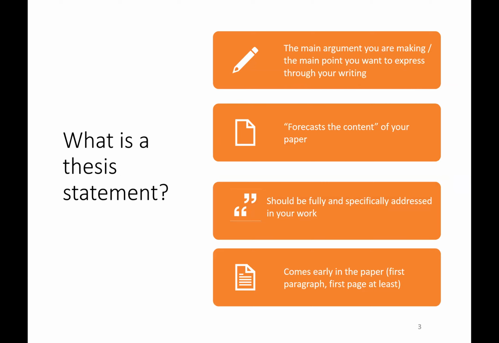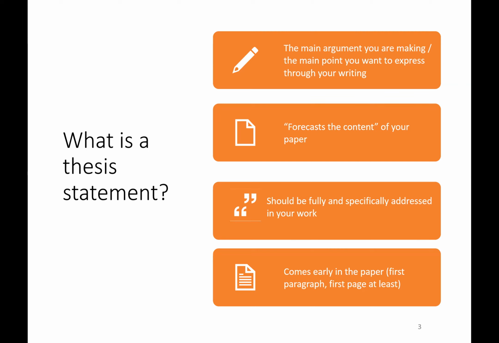So first of all, what is a thesis statement? It's essentially the main argument you're making, the main point you want to express through your writing. So it's the overall construction. What is the one thing that you want your reader to take away from your paper? If they only read your thesis, would they still have a good understanding of what your approach is, what your argument is, and why it matters?